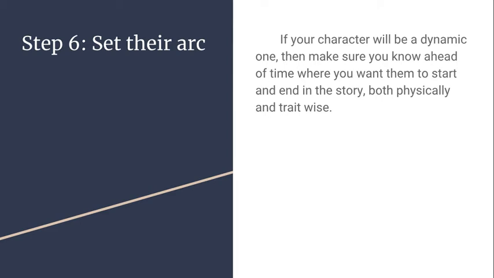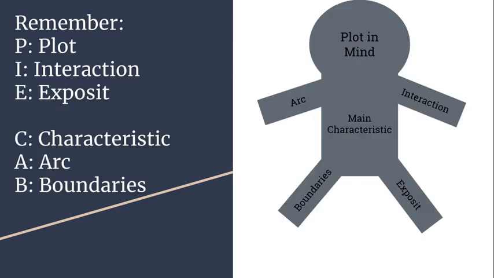Step 6. Set their arc. If your character will be a dynamic one, then make sure you know ahead of time where you want them to start and end in the story, both physically and mentally wise. Remember, PICAB. Plot, interaction, exposit, characteristic, arc, and boundaries. Here's a little visual to help you out.